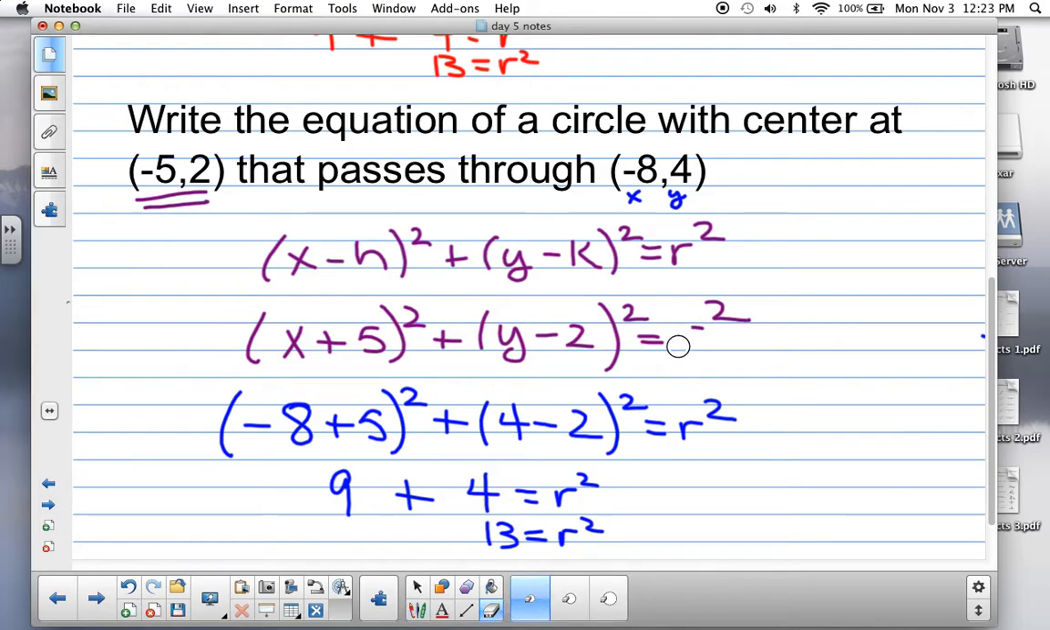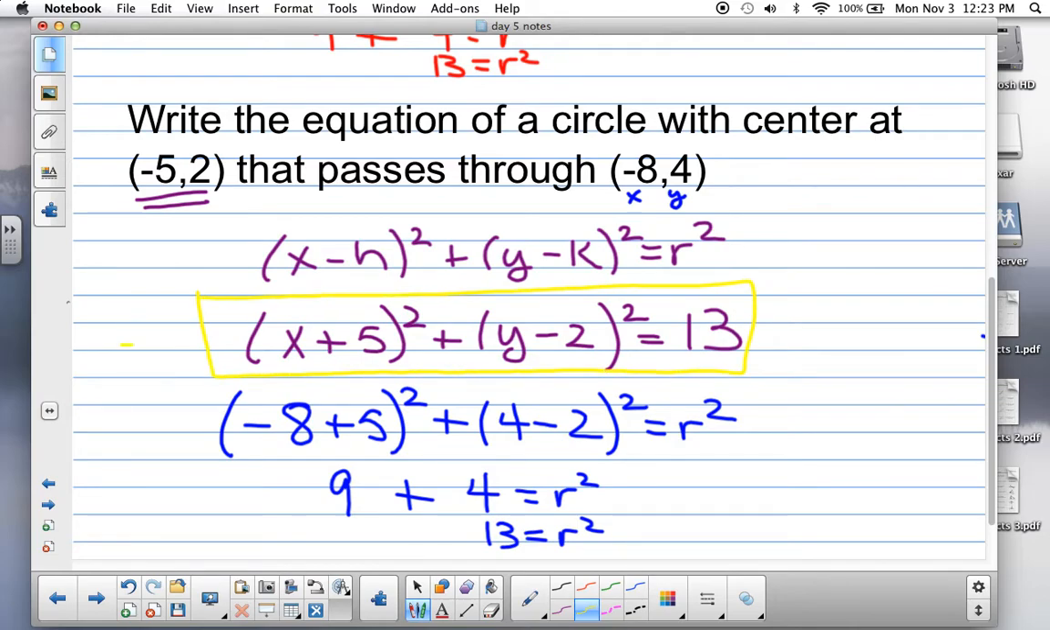So now we go back up to this line and get rid of that r squared and just put in 13. And this, again, is your final answer right here. I'm going to box it in yellow. This is your equation of a circle with the correct center that would pass through that point. All right, that was idea 2.